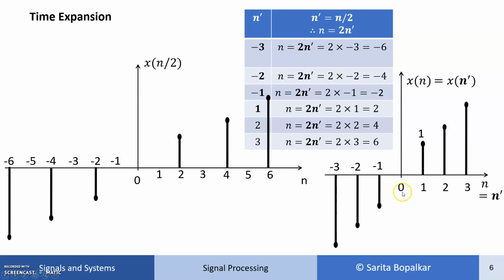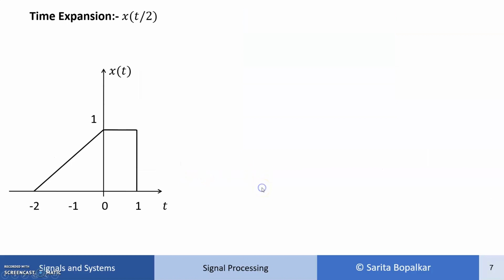You can check the shape of the signal here. The time period gets expanded. Here the time slot of the original signal is -3 to 3, and here it becomes -6 to 6. So the same operation you can try with the continuous time signal also.